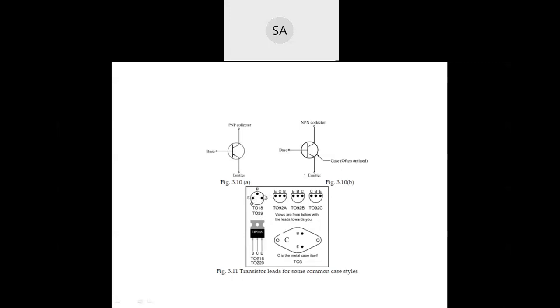Emitter, base and collector. And here TO92A, TO92B, TO92C. Here in A: emitter, base and collector. Then emitter, base, collector, and emitter, base, collector. So changing from this one is how to observe it.